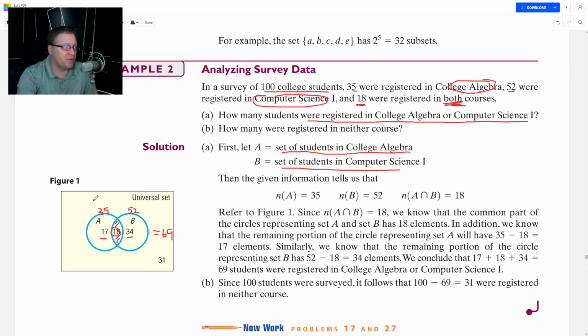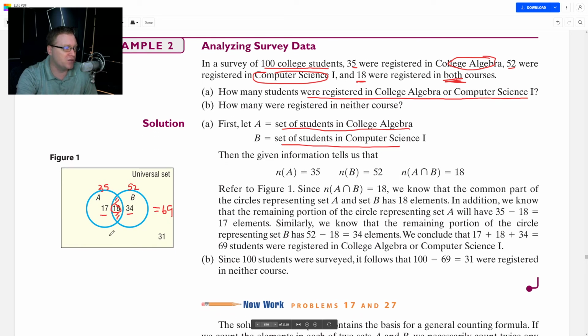Now, there's a way that we can do that without separating it out into groups. What we can do is say, well, there are 35 students in college algebra, and then there are 52 students in computer science. If we add them together, that's going to be 87, but that's too many. We know that there's not 87 students in those classes because there are 18 students that are in both classes.